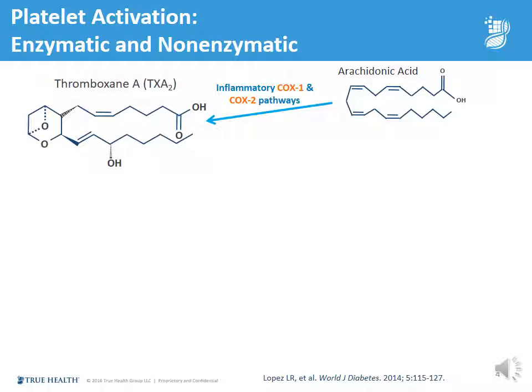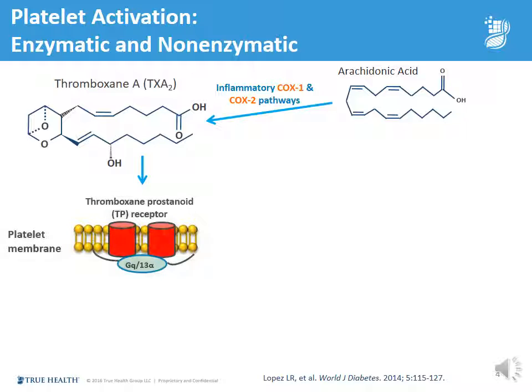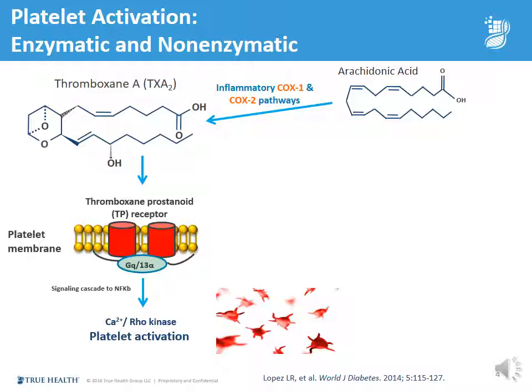Let's go through the pathways that result in platelet activation. In the upper right corner, you see the arachidonic acid molecule, and it, utilizing the enzymes COX-1 or COX-2, is converted to the very potent thromboxane A2. This is able to interact with the thromboxane receptor, which sits on the platelet membranes, and sets off the G-protein signaling, resulting in platelet activation.